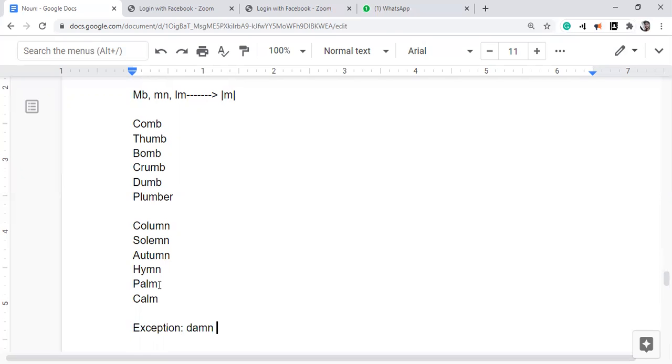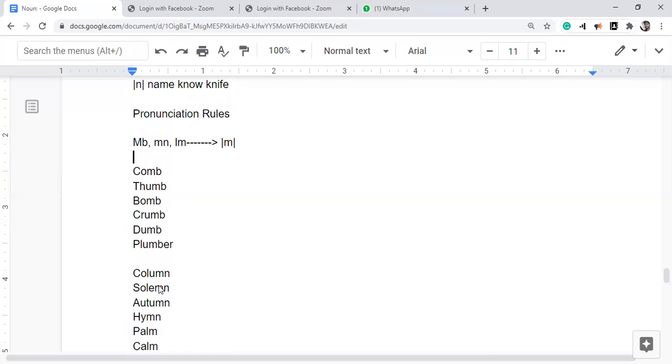For example, damn. Do we say dam? Yes. Lamb. Lamb, okay? Understood? So ye jo rule yahan pe tutega. Damn, damn, clamp. Okay, so this is the exception. Any doubt with this pronunciation rule, very simple rule?